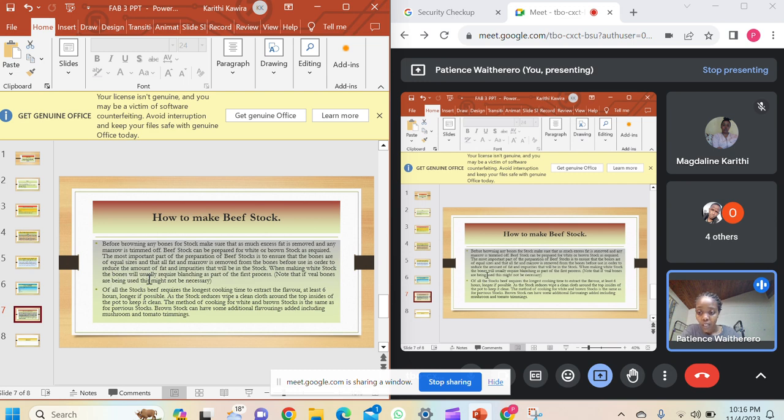And when you're making stock, before browning any bones for the stock, make sure that as much of the excess fat is removed so that the stock does not have oil. But if the stock has oil, you're going to strain. And when you're straining, you're going to use a soup ladle to remove the excess fat. Okay, that is the end of the lesson.